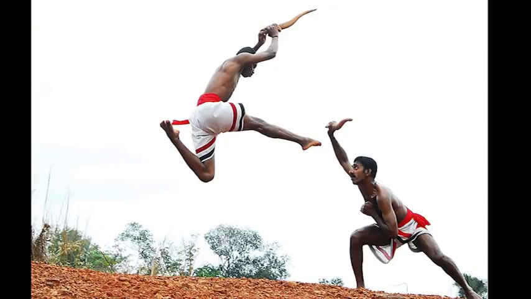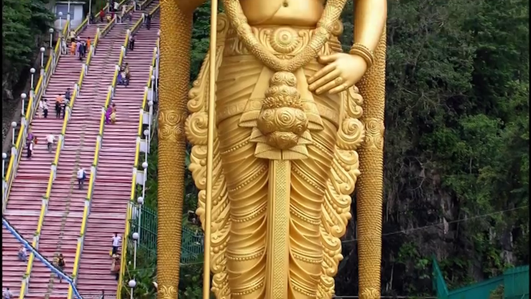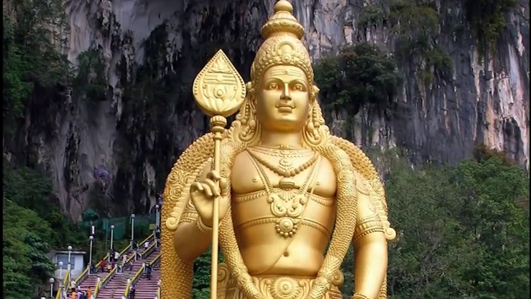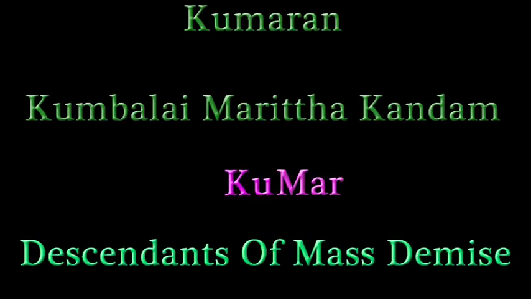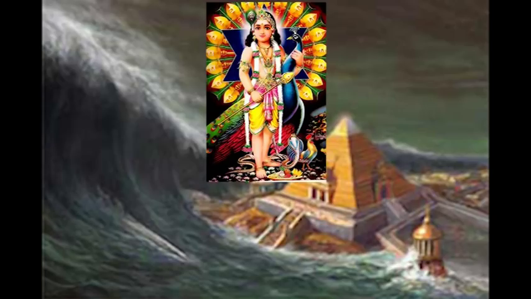To safeguard his prosperous people from the looting raids by uncultured tribes, he developed a martial art form. Obviously, he became the protective deity and was called the war god. One of his names, Kumaran, is the abbreviation of the phrase meaning the people of Kumbalai Maritha Kandam, which means the descendants of mass demise, and proves that he lived through the deluge. I would make a detailed video soon on the deluge and Murugan.